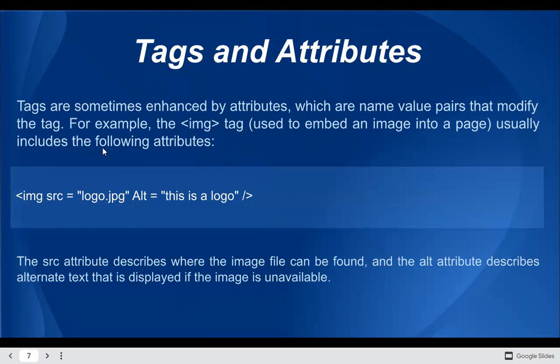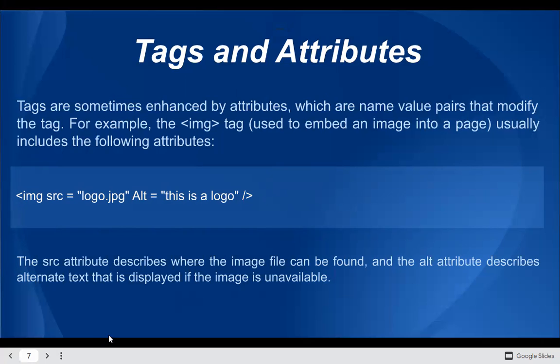Tags are sometimes enhanced by attributes. The source attribute describes where the image file can be found, and the alt attribute describes alternative text that is displayed if images are unavailable. Sometimes we have issues and are not able to display the image, so the image is unavailable.